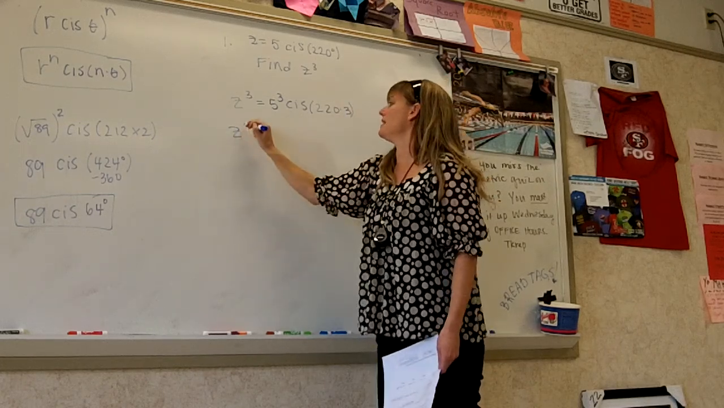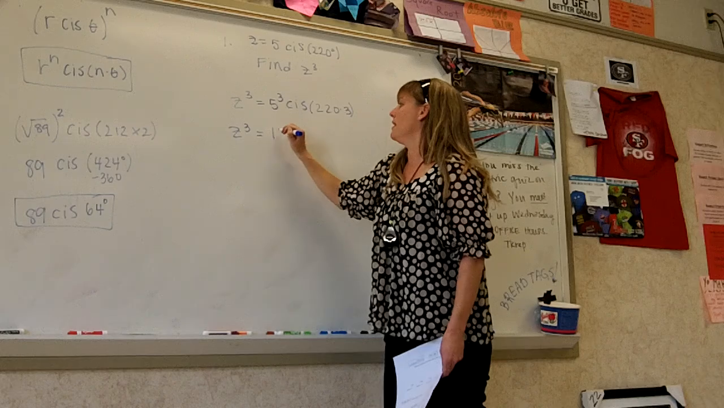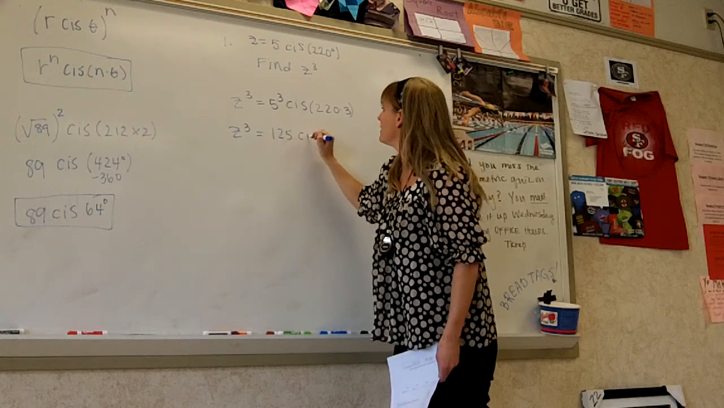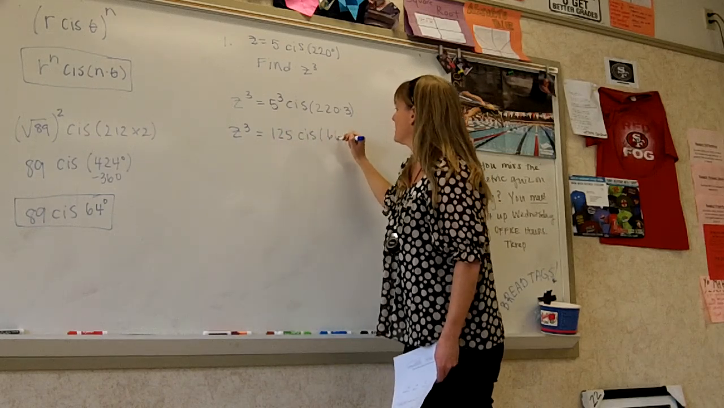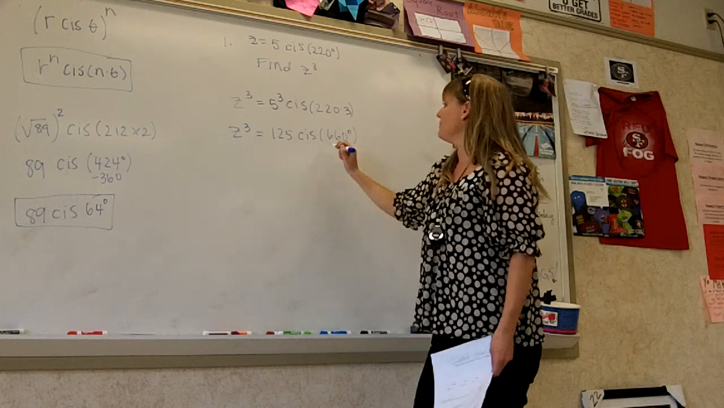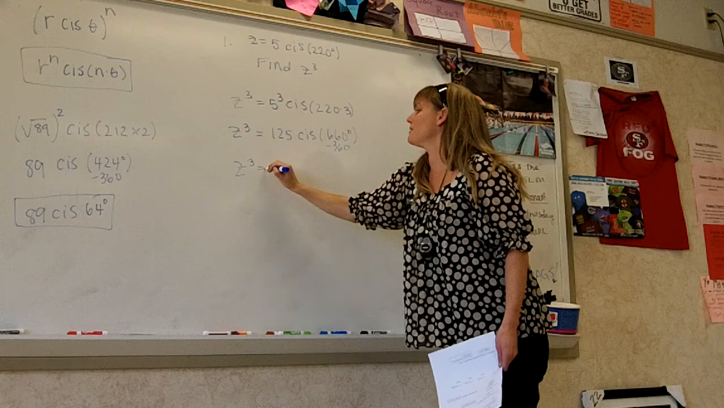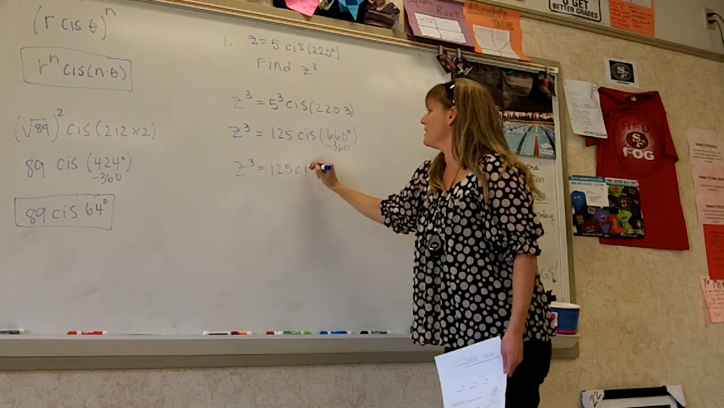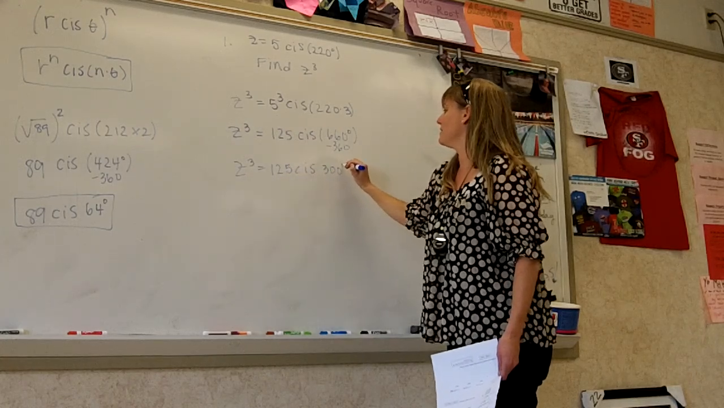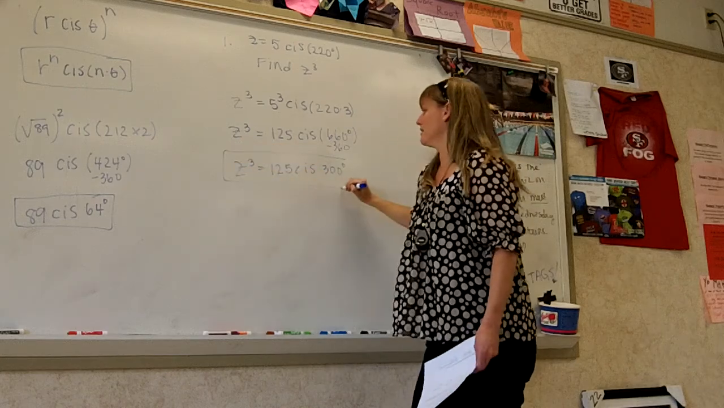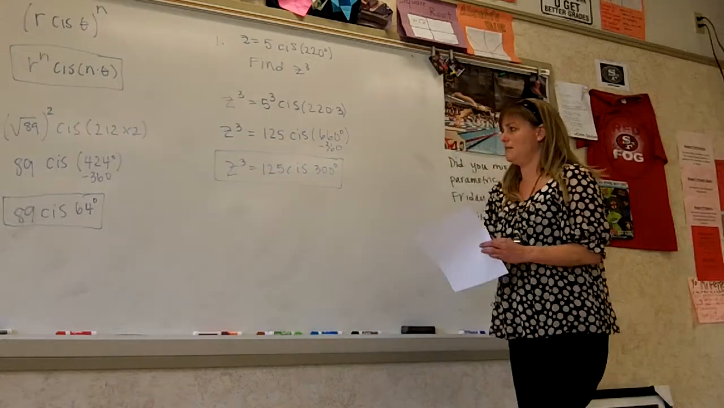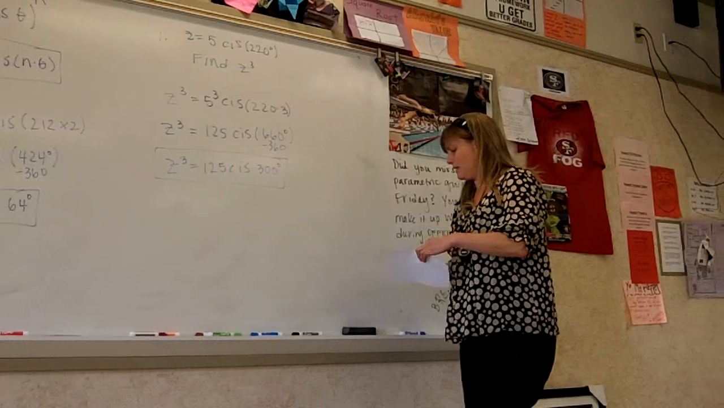So z cubed is equal to 125 cis 660 degrees. And then we'll just subtract 360 from this, so I get that z cubed is equal to 125 cis 300 degrees. Easy peasy, lemon squeezy.